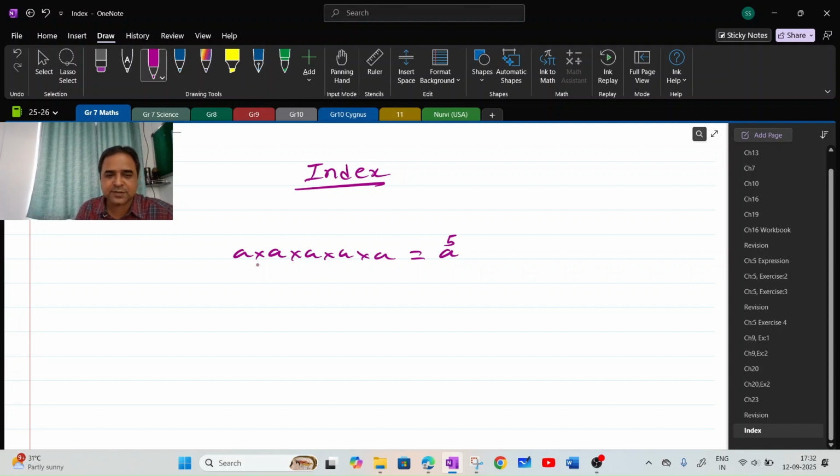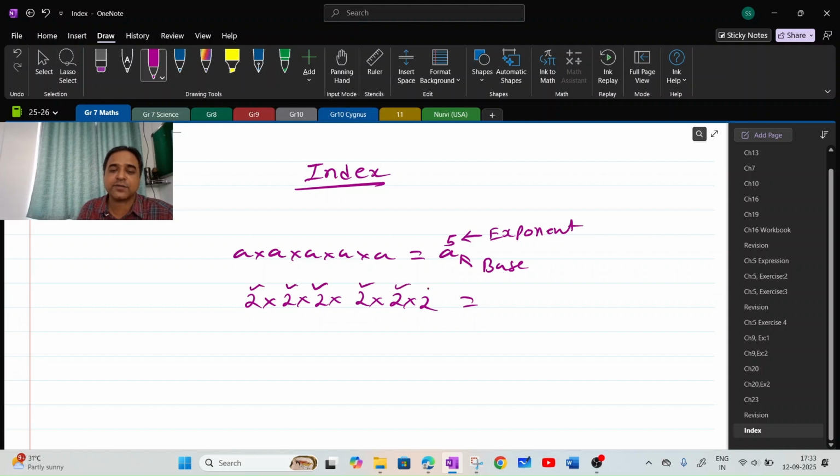You cannot change this variable. The variable is going to remain the same. So here this 5 is considered as its exponent and this a is considered as the base. We can take a few examples. Instead of this variable, if we take a number 2 which is being multiplied so many times, how many times have I multiplied this 2? 1, 2, 3, 4, 5, 6. So we can write the same thing as 2 to the power 6. Here 6 is the exponent and 2 is the base.